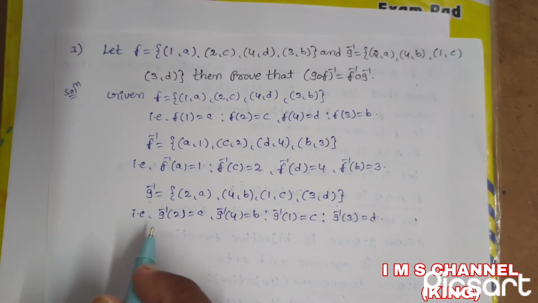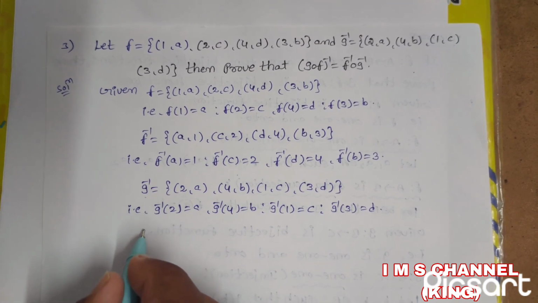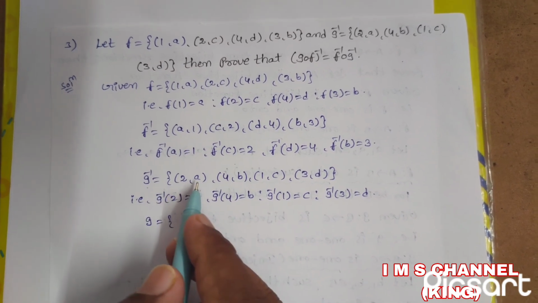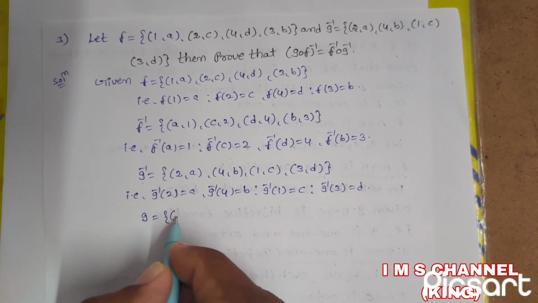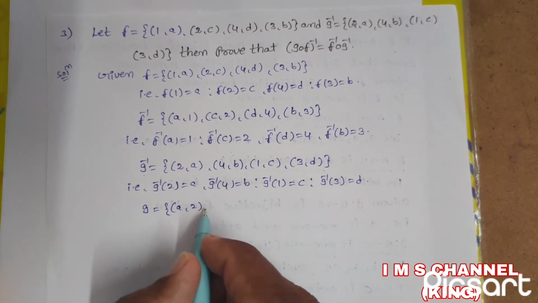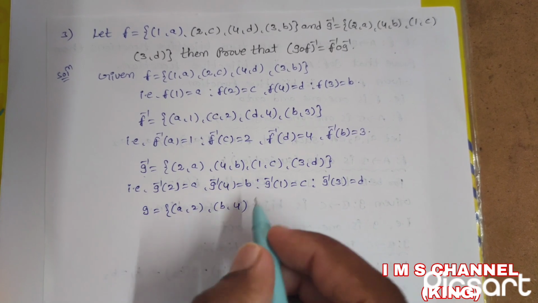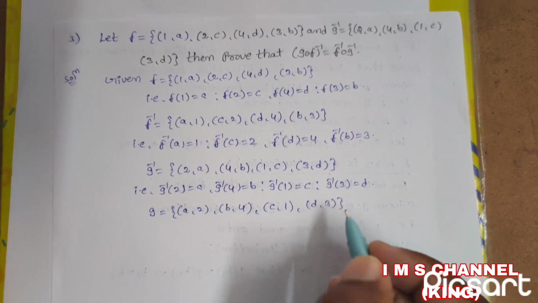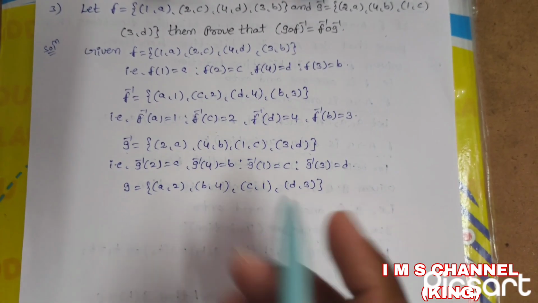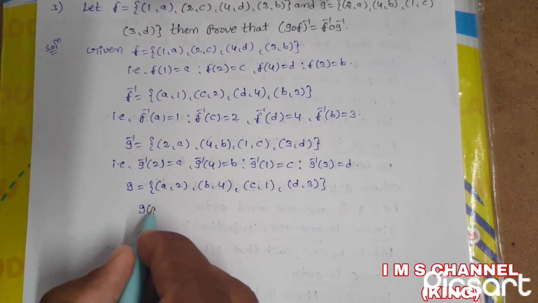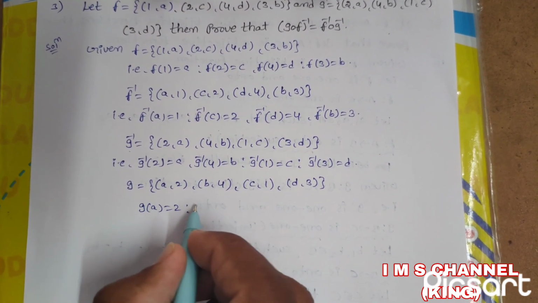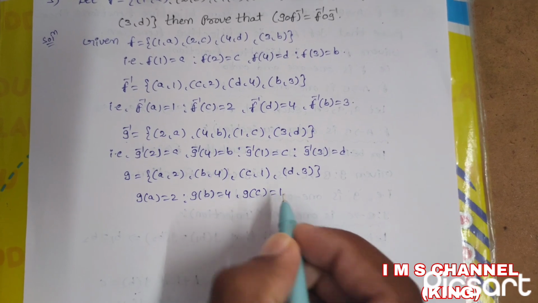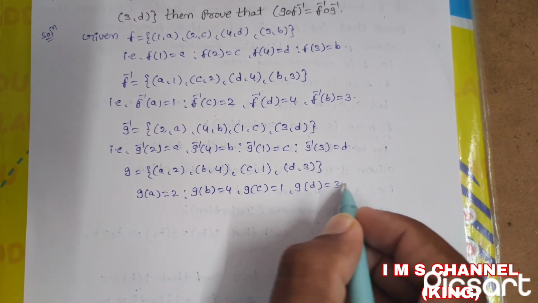Okay, in this G inverse function, domain and codomain are interchanged. So (2, a) can be changed to (a, 2), here changing is (b, 4), here changing is (c, 1), here value is (d, 3). Okay. Here G of a value is 2, G of b value is 4, G of c value is 1, G of d value is 3.